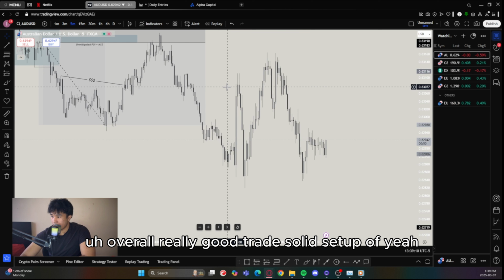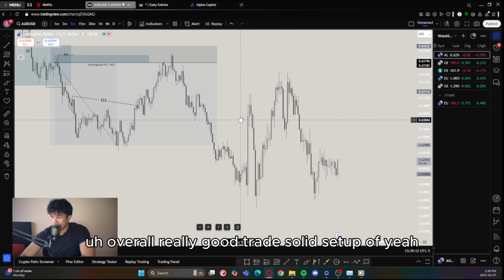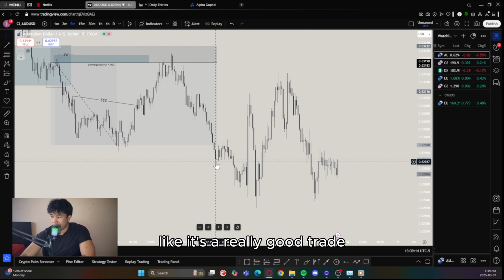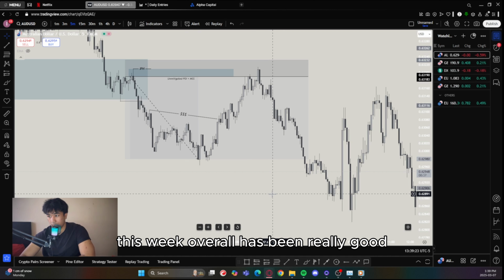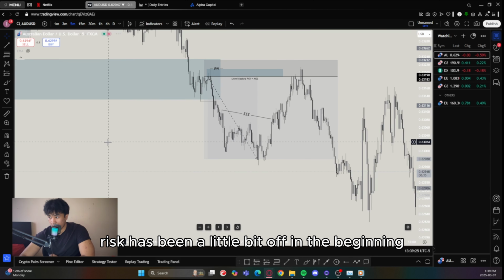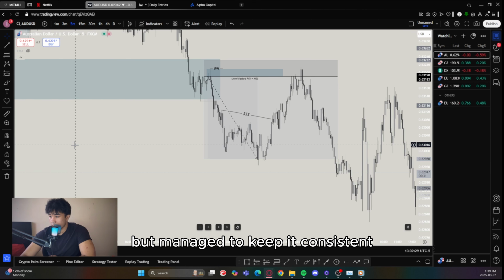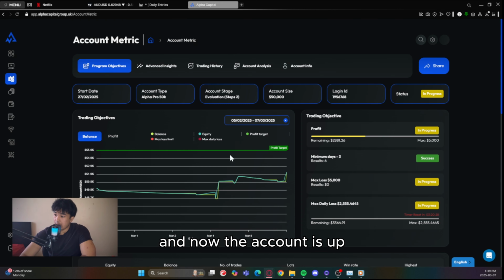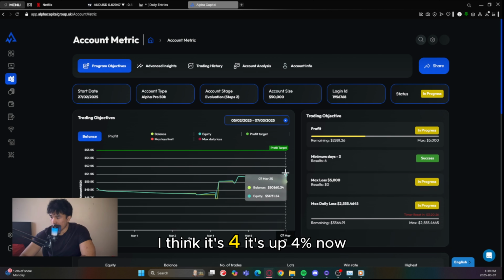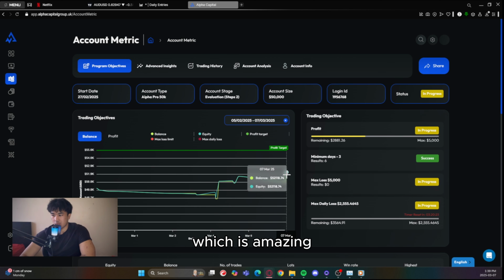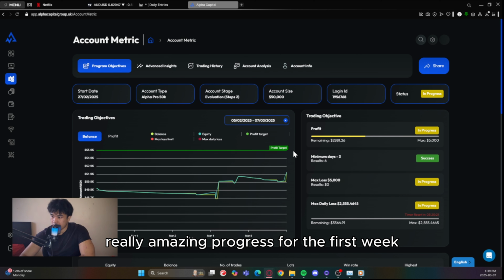Overall, really good trade, solid setup. This week overall has been really good. Risk has been a little bit off in the beginning, but managed to keep it consistent. And now the account is up. I think it's up 4% now, which is amazing. Really amazing progress for the first week.